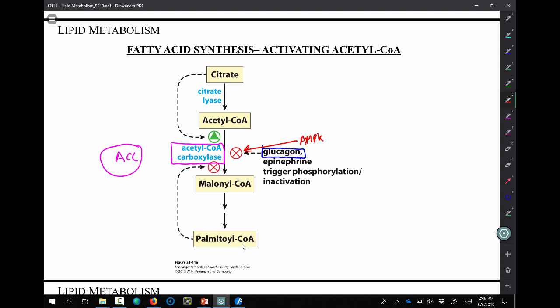Now, at the same time, insulin activates that PP2A, and that's going to essentially activate this. PP2A will start to take those phosphates off. It will become less and less sensitive to palmitoyl-CoA feedback, and it will become more sensitive to citrate feed-forward activation. Citrate's, of course, coming into the cytosol at this point in time. And that will activate acetyl-CoA carboxylase.